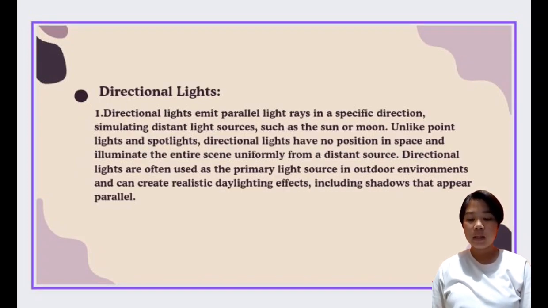Directional lights. Directional lights emit parallel light rays in a specific direction, simulating distant light sources such as the sun or moon. Unlike point lights and spotlights, directional lights have no position in space and illuminate the entire scene uniformly from a distant source. Directional lights are often used as the primary light source in outdoor environments and can create realistic daylighting effects, including shadows that appear parallel.